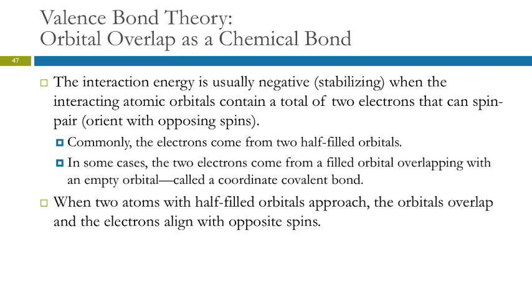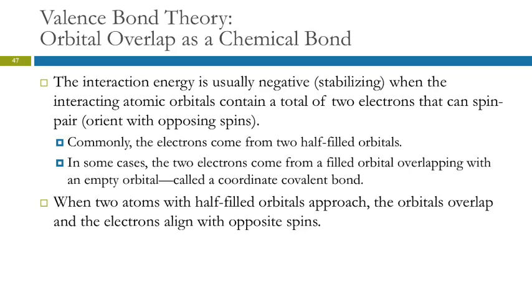It's not that they change their charge, they don't become positive or anything, but when they're spin paired, then they're okay to be together in an orbital. So typically what happens is we have 2 half-filled orbitals, 1 electron in each orbital, and those come together and overlap, and you have a pair of electrons being shared. That's a covalent bond.